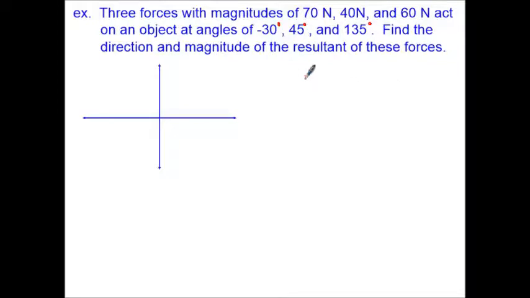Okay, so let's just take them one at a time. I skipped the word respectively, but the 70 newtons goes with the negative 30, the 40 goes with the 45, and the 60 goes with the 135. Okay, so let's just draw them individually and kind of take it from there.